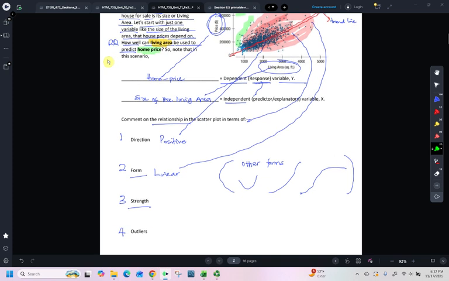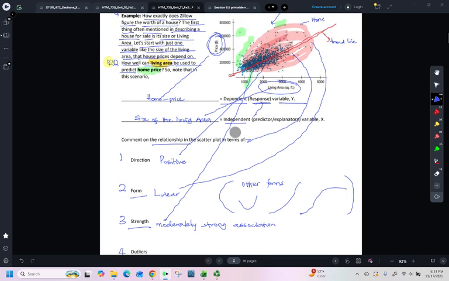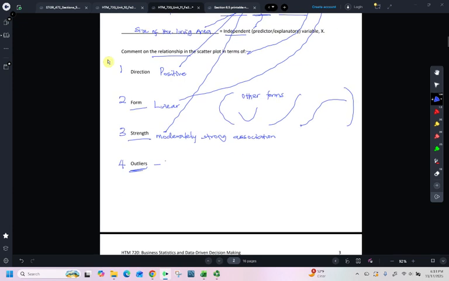So I would say that, subjectively speaking, in this context, there is a moderately strong relationship, strong association between the home prices and the size of the living area. Then, do we have any outliers? Apparently, this guy might be a potential outlier. So I'm also going to comment that there are some potential outliers, and that might need some more investigation to check out why those are outliers.